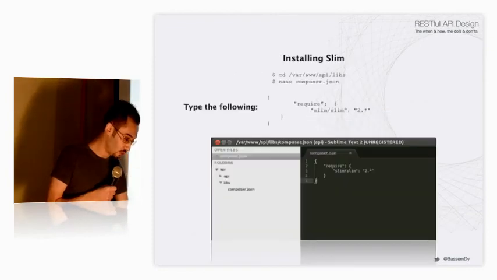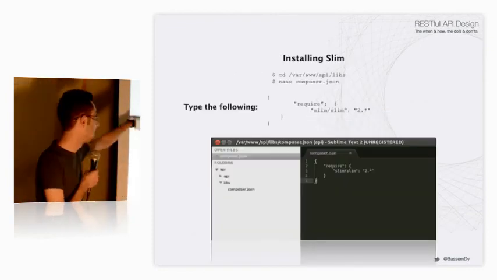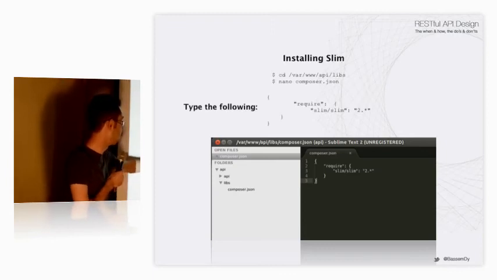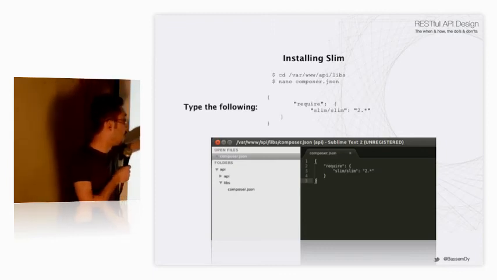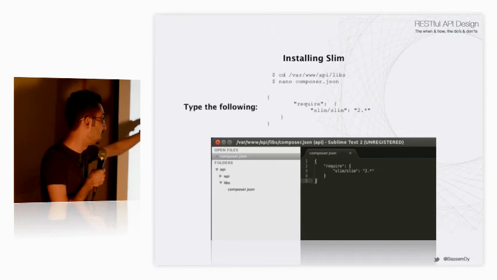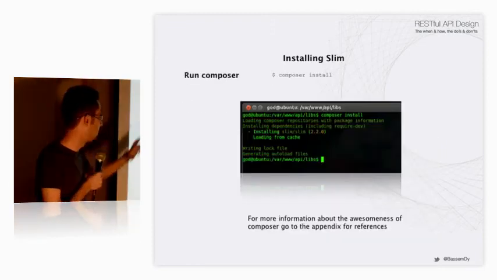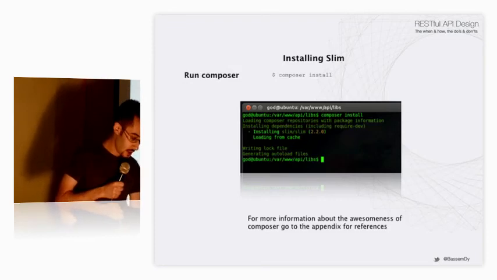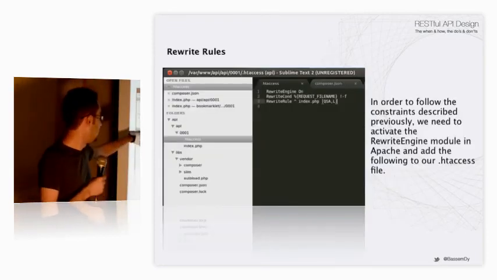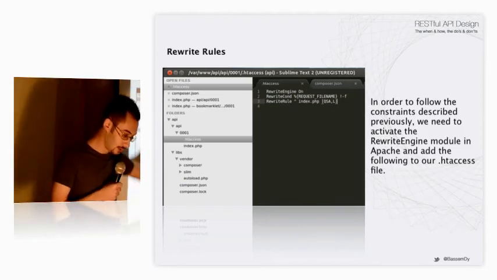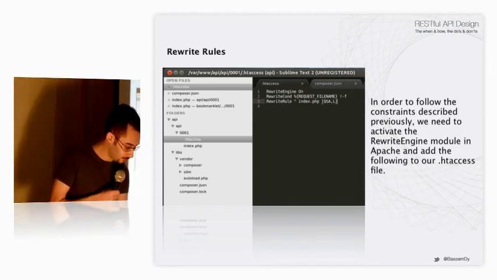It's extremely simple. Now, installing Slim, in your folder structure here, you just create a new file called composer.json. You type in which frameworks or libraries you need with their version number, and Composer brings them in for you in your project. Here's how you install Slim. Rewrite rules: you create a small htaccess file in your API directory so that you can handle rerouting properly and follow the constraints that I've previously discussed.